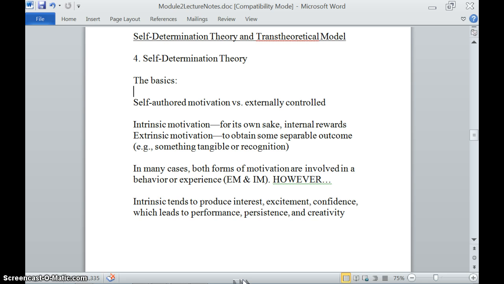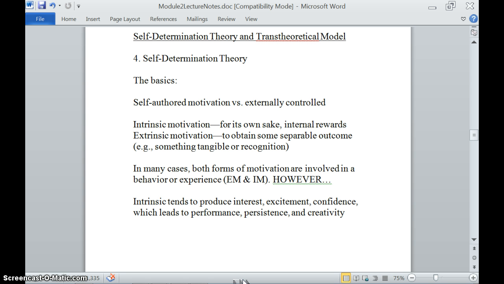We are now on self-determination theory and the transtheoretical model, two of the more popular theories and models used in health behavior change. Self-determination theory was developed by a couple of professors at the University of Rochester, Ed Deci and Richard Ryan. They've been doing this work for a long time. I've done some work using self-determination theory.